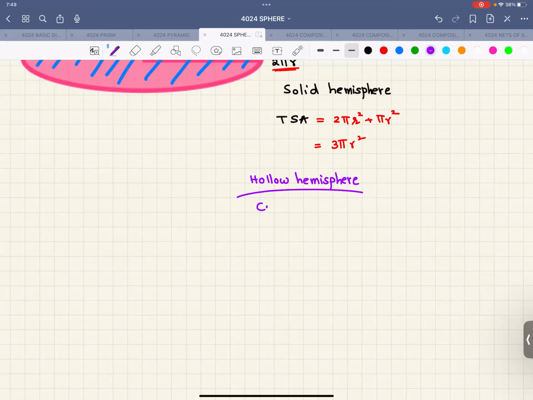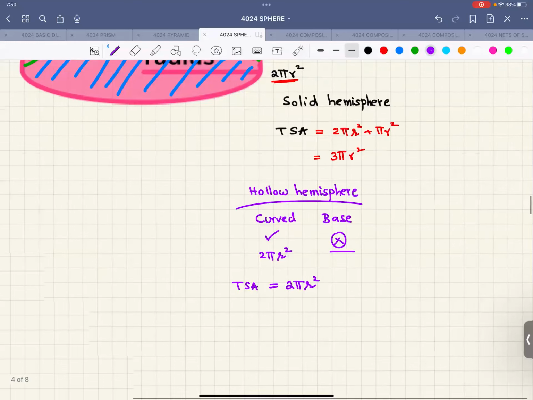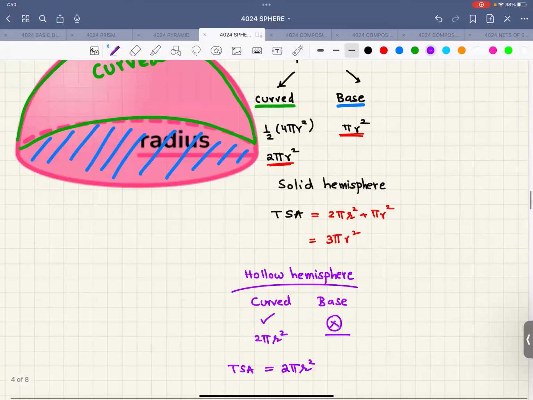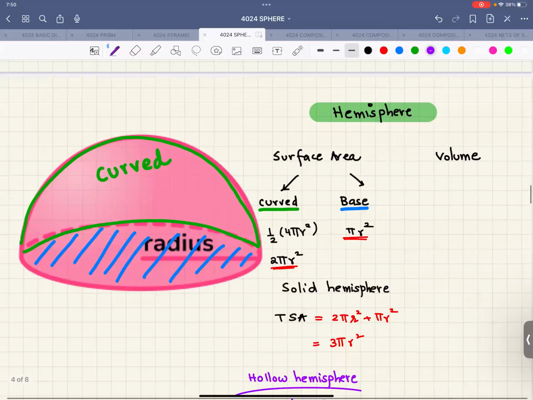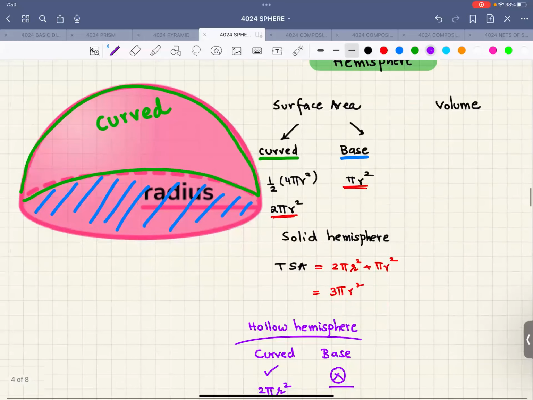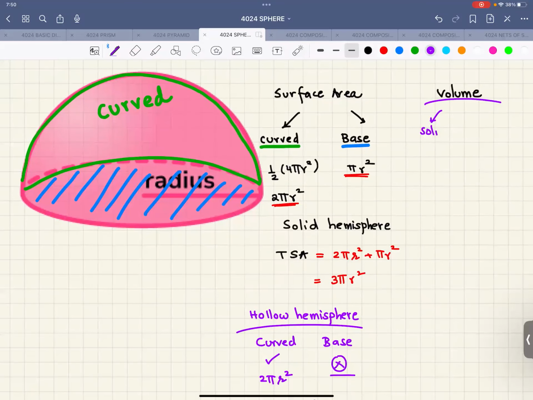So yes, there is the curved surface area that will be there, but the base area won't be there. So 2 pi r square will be there, base area is gone, therefore total surface area is just the curved surface area, which is 2 pi r square. Make sense? What about the volume? Volume is independent of whether it's solid or it's closed. It does not make a difference.